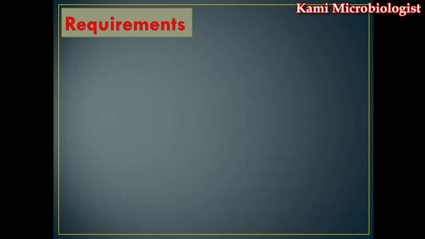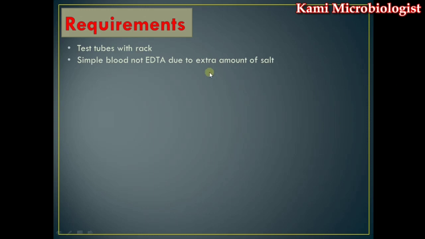Then we have the requirements for that test. I hope you better understand the hypertonic, isotonic and hypotonic solutions, each and everything. Now let's talk about the test requirements. We require a test tube with rack. We require a blood sample, but not in the EDTA tube due to the extra amount of salt. Mostly we take the RBC, red blood cells.